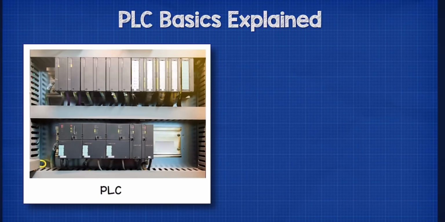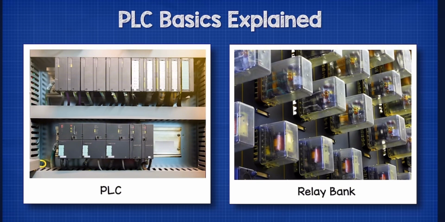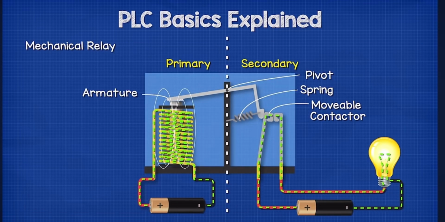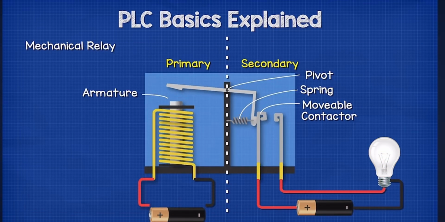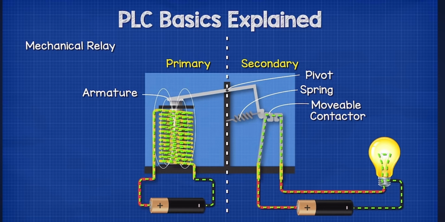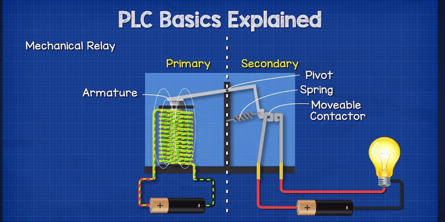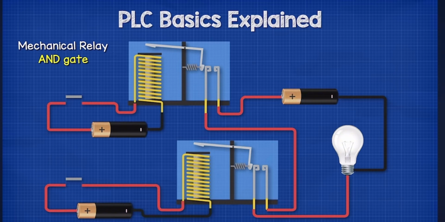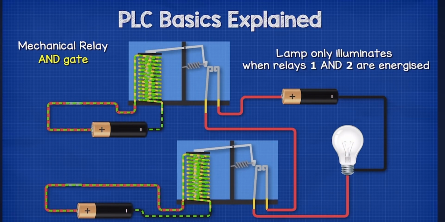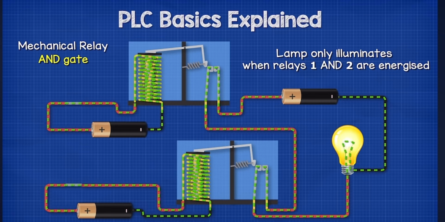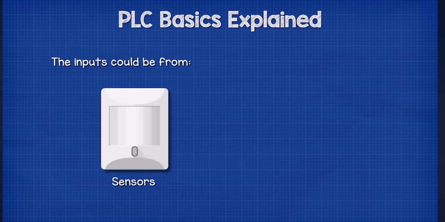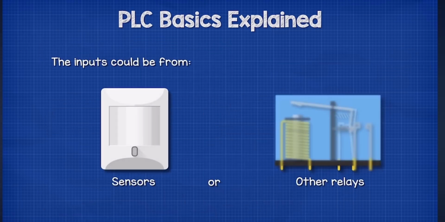Before PLCs, control was carried out via banks of relays. Each relay controlled dedicated inputs and outputs. Based on physical wiring, relays would control other relays to form logic controllers. For example, with a simple AND gate, only when two inputs are energized does the relay output energize. These inputs could be sensors, or they could be outputs from other relays.